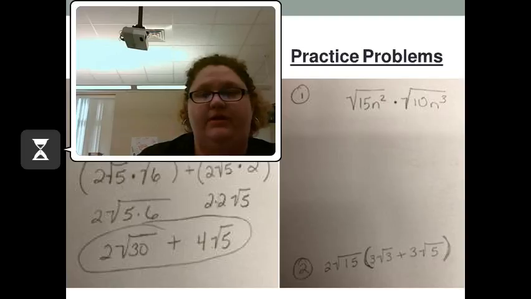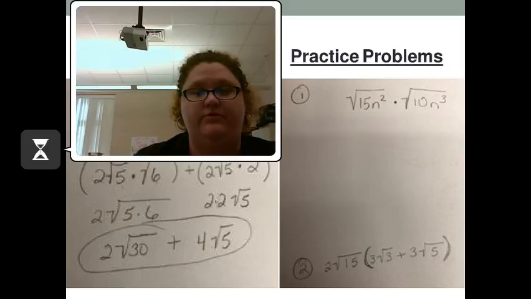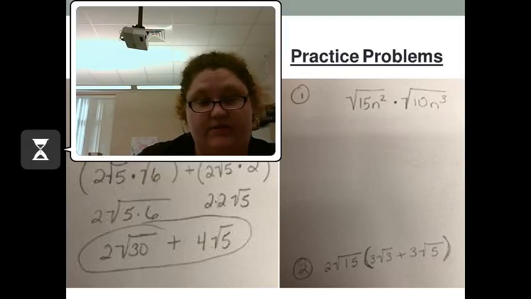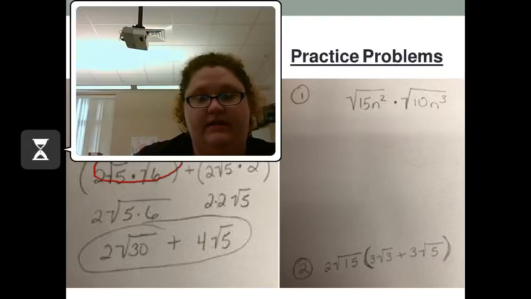Alright, here's another example. In this case we're doing the distributive property because we have a value, 2 square root of 5, sitting outside of parentheses. Inside the parentheses we have the square root of 6 plus 2. So we're going to do the distributive property. You do 2 square root of 5 times the square root of 6. That's demonstrated here. And then plus, don't lose the plus sign, 2 square root of 5 times 2.